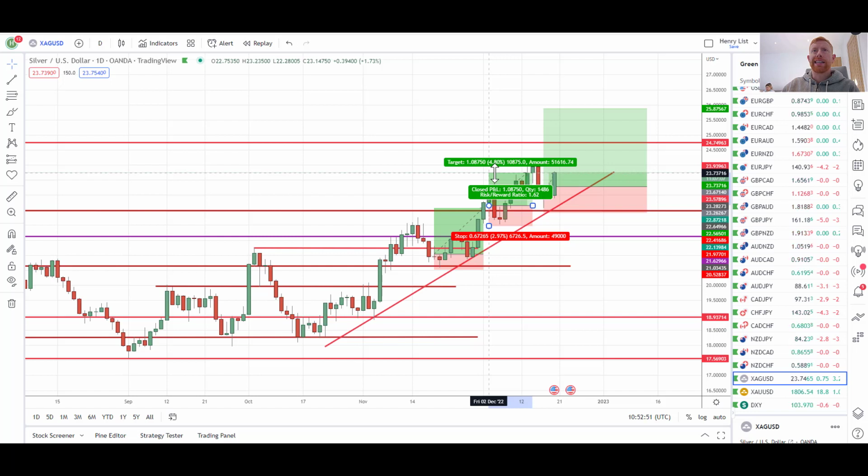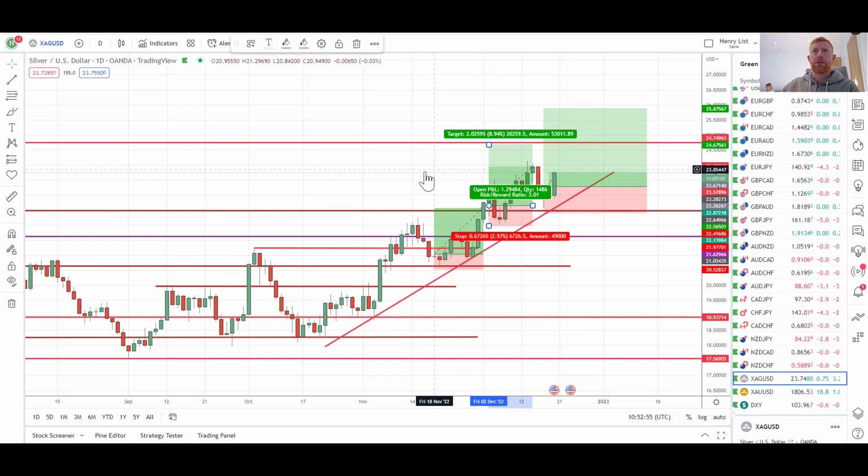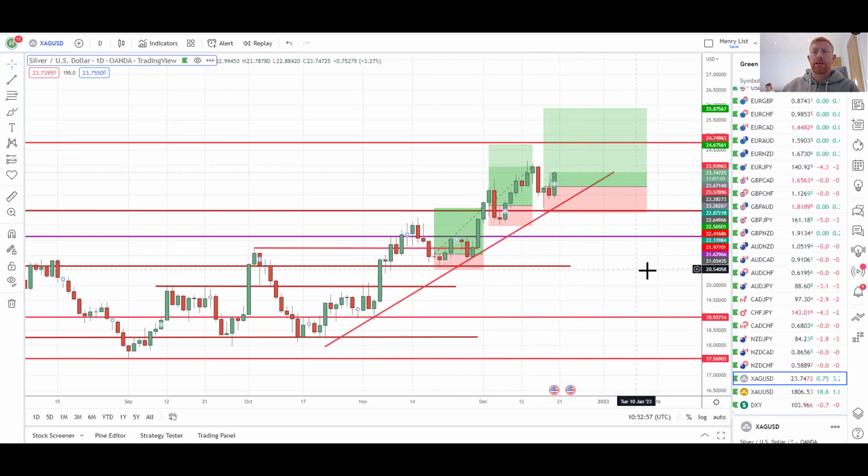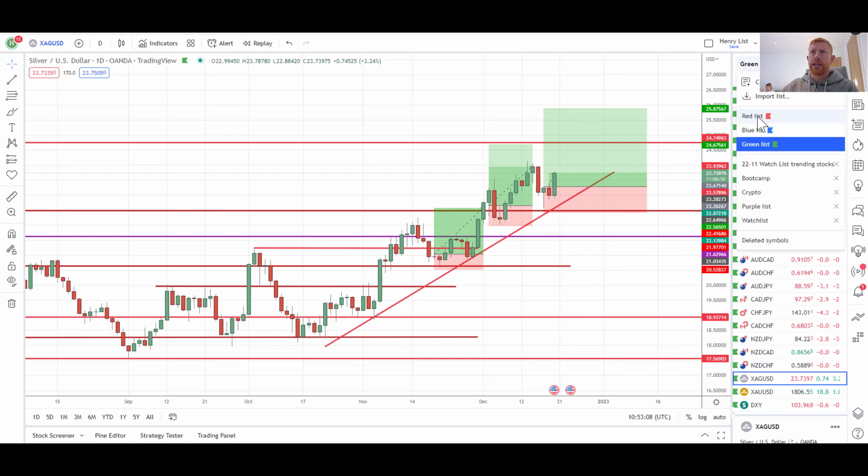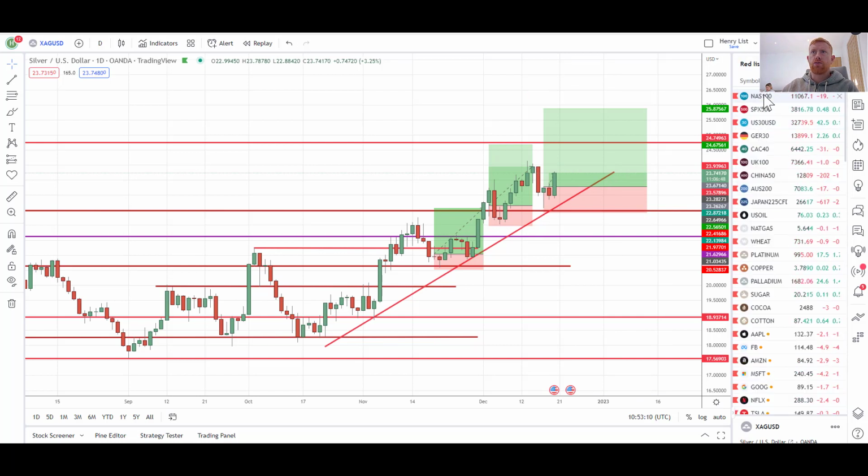Yeah, 1.6 on the original trade. There's our 3-to-1, and I fully expect that to hit the 3-to-1. I don't see any reason why this won't hit that 3-to-1 there. If we go over onto the indices, we've had a real change on the likes of the indices.